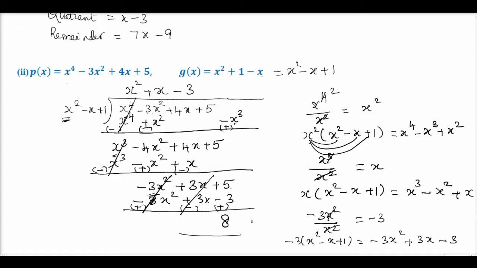So here the degree of the remainder is 0 because it's a constant polynomial, and the degree of the divisor is 2. Now the degree of the remainder is less than the degree of the divisor. So the division ends here. We cannot proceed further. So we finally got the answer. The quotient is x square plus x minus 3 and the remainder is 8.